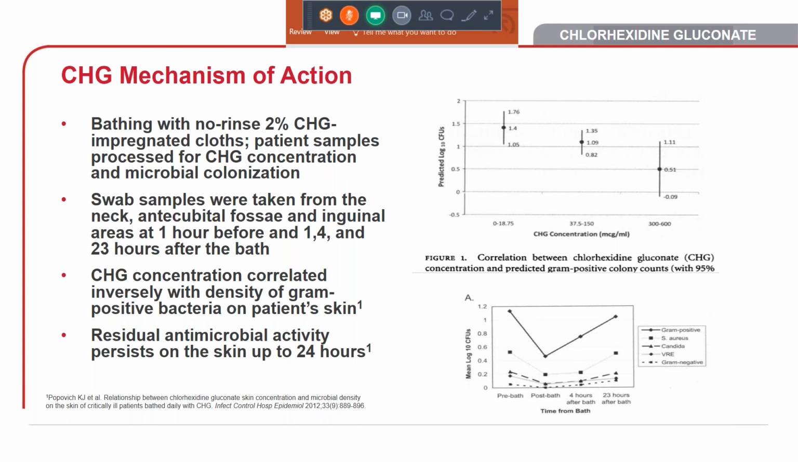In addition, the figure below is showing you that, in fact, there is very rapid reduction in microbial density with the initial sampling for gram-positive bacteria. And you see that that activity persists on the skin for up to 24 hours. So again, I think this is an important paper in that we would expect that the same effects would be seen at the site of intravascular catheters.